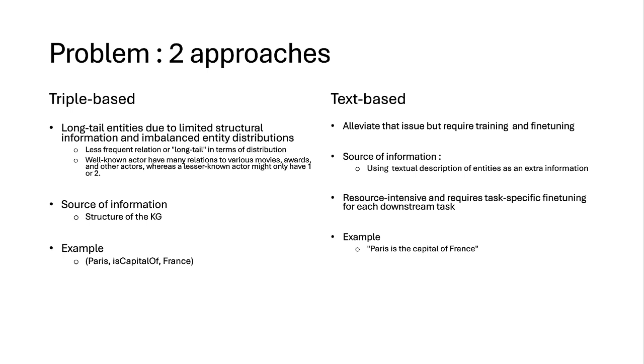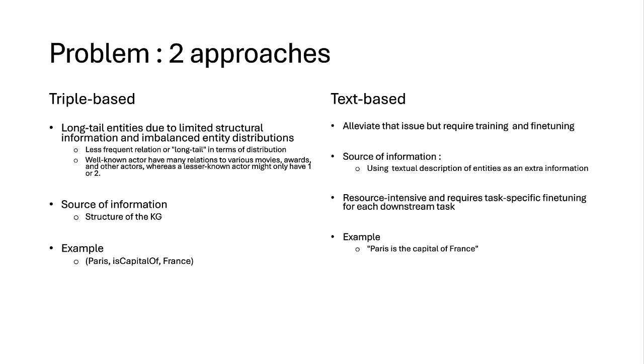There are two approaches to solve these missing entity problems. One is triple-based, and the other is text-based. The triple-based method is the traditional method to solve this problem. It basically uses the structured form of knowledge. For example, you can see Paris is capital of France. Here, Paris is the head entity, is capital of is the relation, and France is the tail entity. This type of structured knowledge is used in this method.